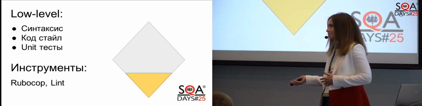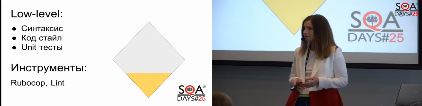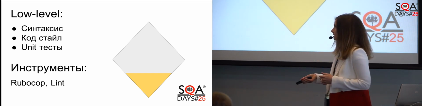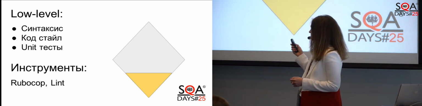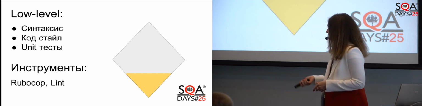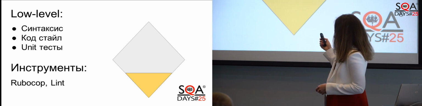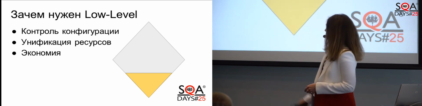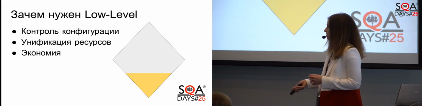Low level, just like in a usual pyramid, is the unit test when you check the syntaxes of the infrastructure and code style. In our particular case, we only use syntaxes and code style, but we are moving forward to unit tests. The instruments applied are Robocop and Lint.